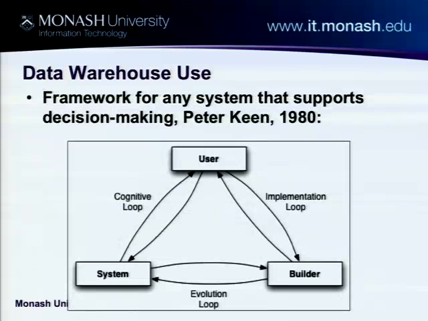Can't remember. Do a search for Keen 1980. Peter Keen 1980. Come on, hurry. That's the one, there we go. Adaptive design for decision support systems. Oh yeah, it's in the... I said it as a read.